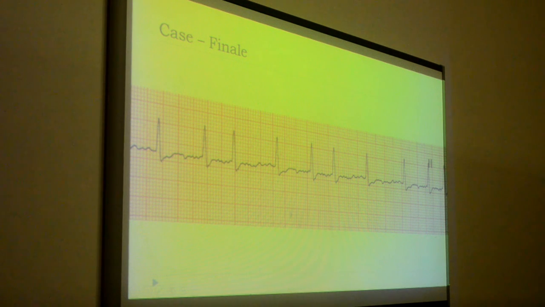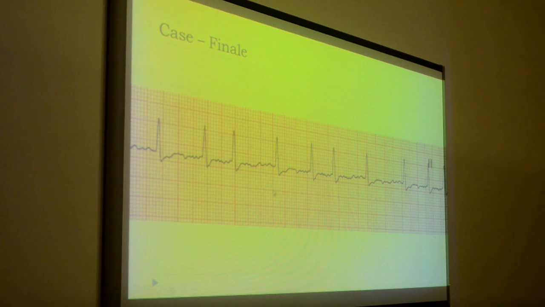It's irregular. That's why I gave you the steps, because everybody went right away and jumped to the diagnosis. Nobody took the steps. We know the patient data. Start with the rhythm. The rhythm here is clearly irregularly irregular. Look at this. Irregular, most likely atrial fibrillation.